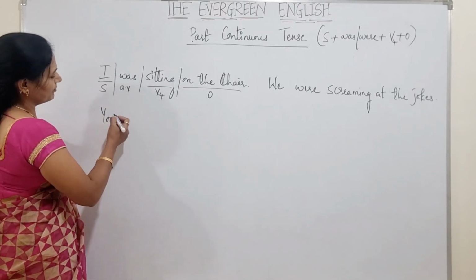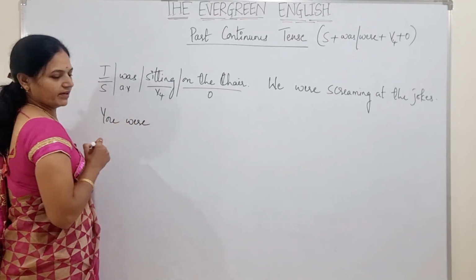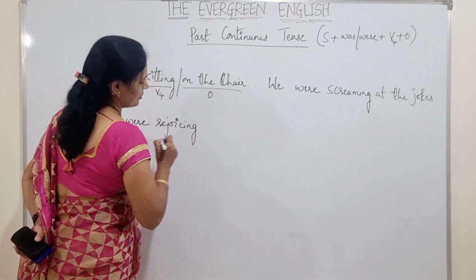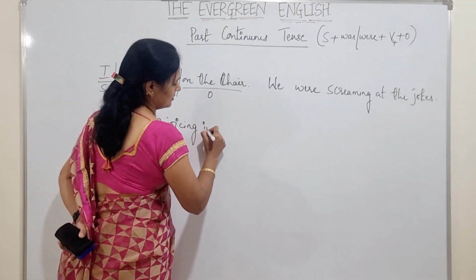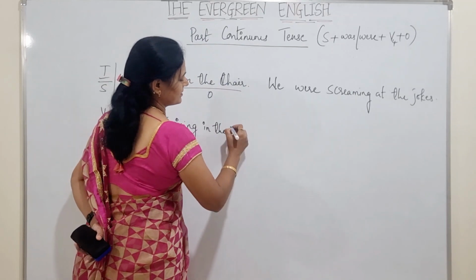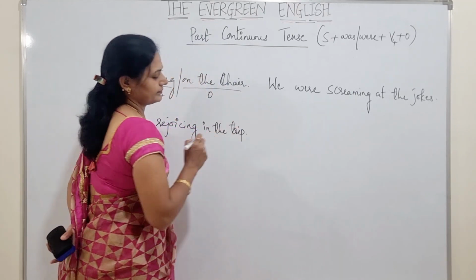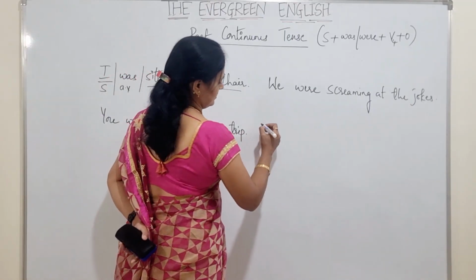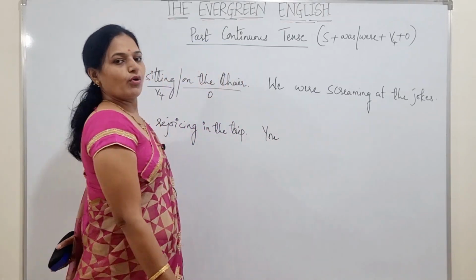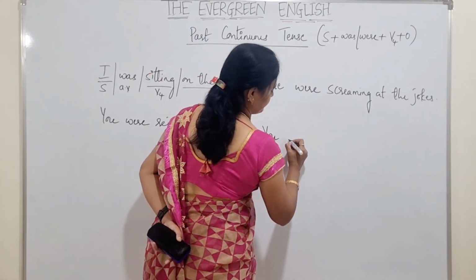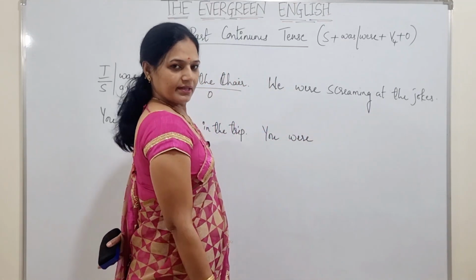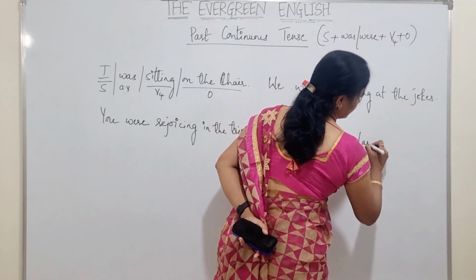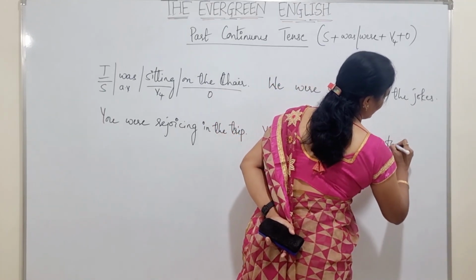Next, you. You is in the singular form. You, again this is were. Yes, you were rejoicing in the trip. You were rejoicing in the trip. Then you, come on, go with the verbs. You were cooking food. You were cooking tasty food.